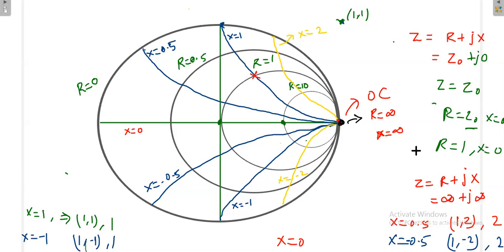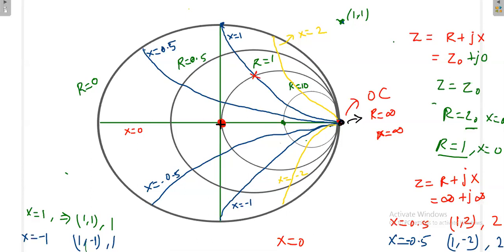What is that point, sir? See, this is the X equal to 0 line, so my point can be anywhere on the X equal to 0 line. But where is my R equal to 1? My R equal to 1 is this circle. So when I have the characteristic impedance, where will it be denoted? On the center point of the Smith chart. When you have the characteristic impedance value, it has to be denoted on the center point of the Smith chart.